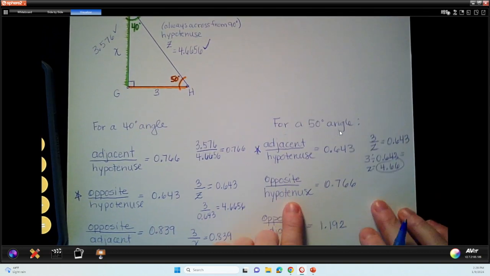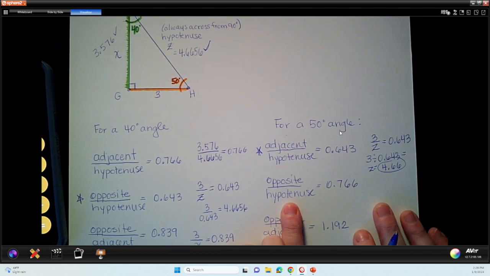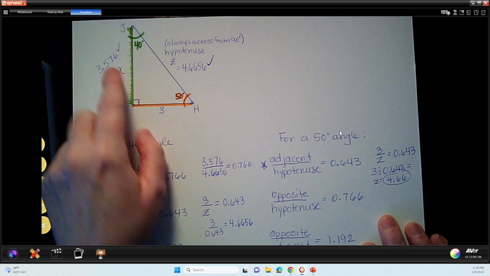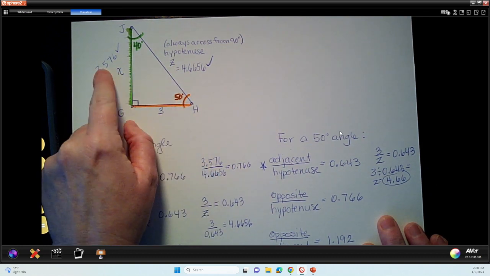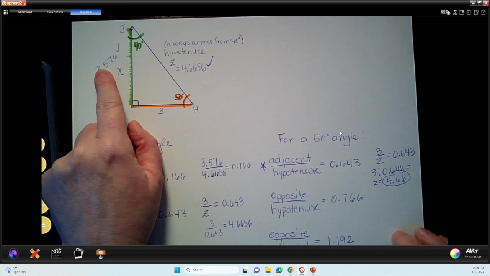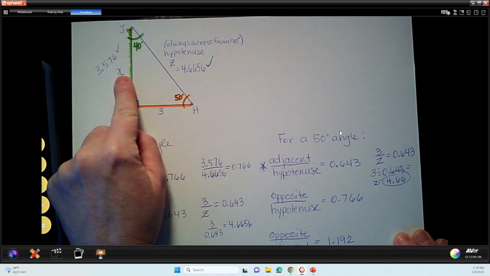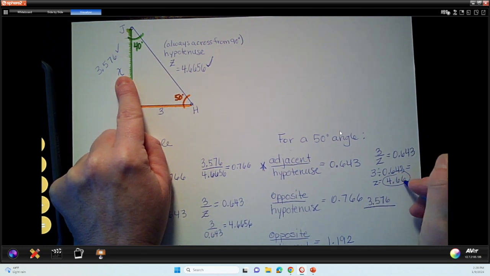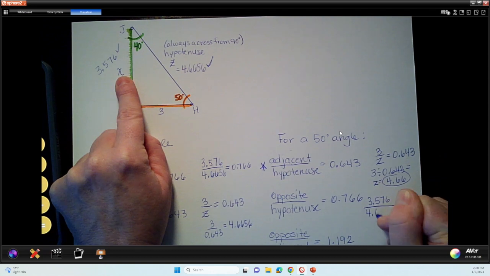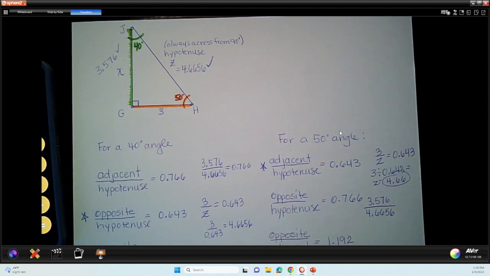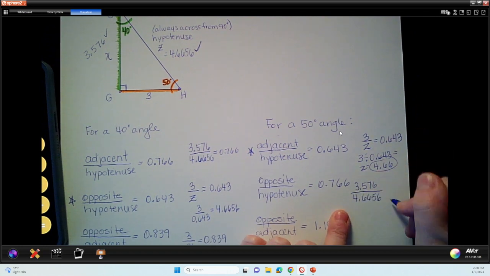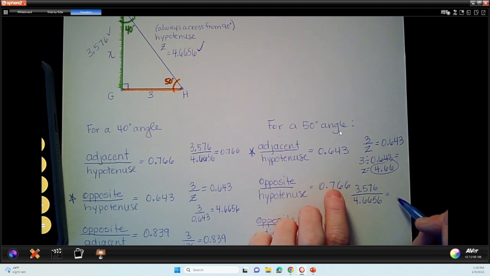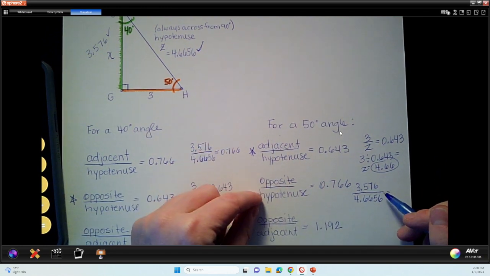All right, let's see if it works for the opposite and the hypotenuse. I think the opposite is 3.576, right? The one that's opposite of the 50. So let's just go ahead and divide these two and see if we get 0.766. So here's the opposite of the 50, 3.576. And I'm going to divide that by what I just got, the hypotenuse, but I'm going to use 4.6656. Remember, the more decimal places, the better. If I did my math correctly, which I'm pretty sure I did because all of this checks out, I should get 0.766. That's the ratio between the opposite and the hypotenuse.